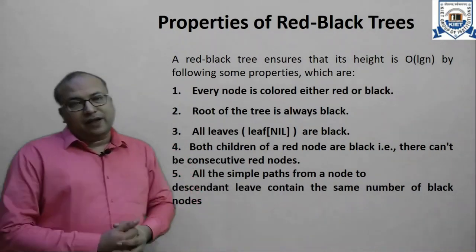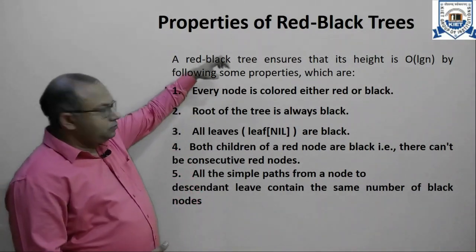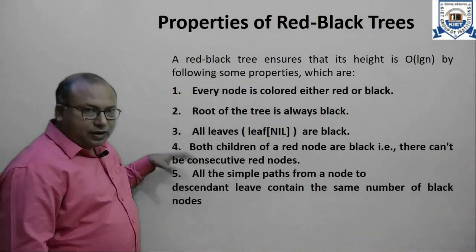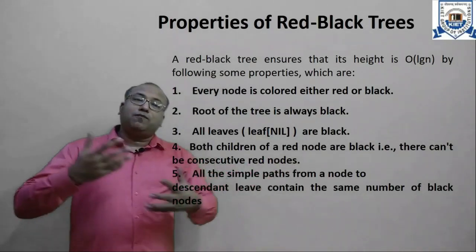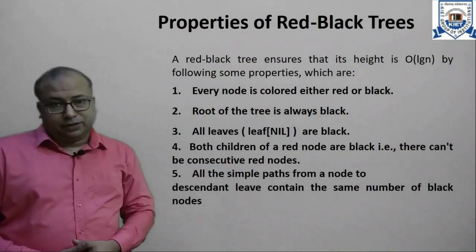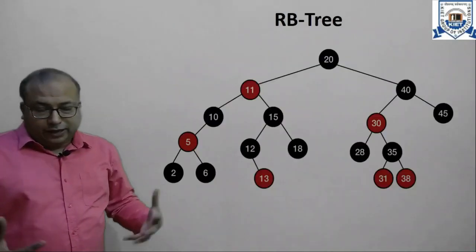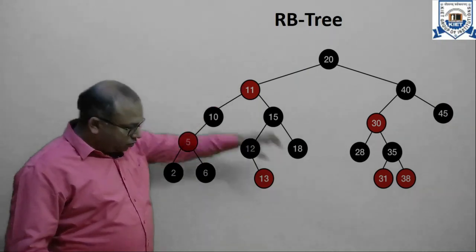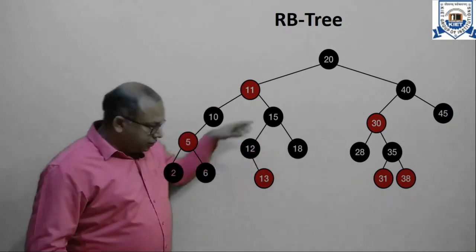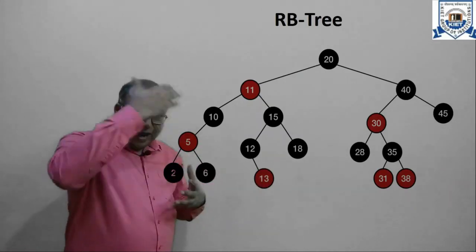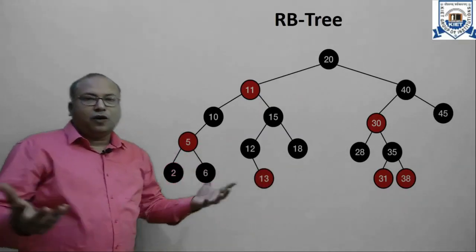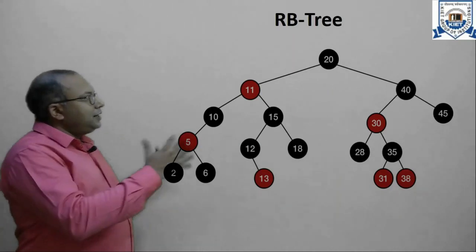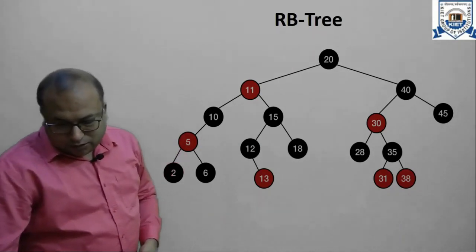But property number 5 is: if you are moving from the root to a descendant leaf by any path, the number of black nodes is the same in all the paths. So what it shows is, if you move from the root to any leaf by any path, the number of black nodes occurring in those paths will always be the same. So let us have a look at the figure.